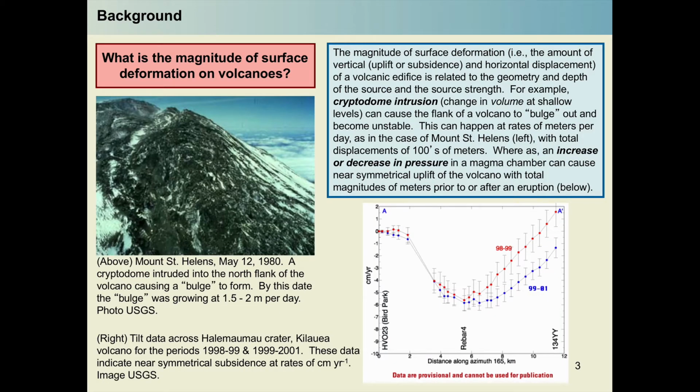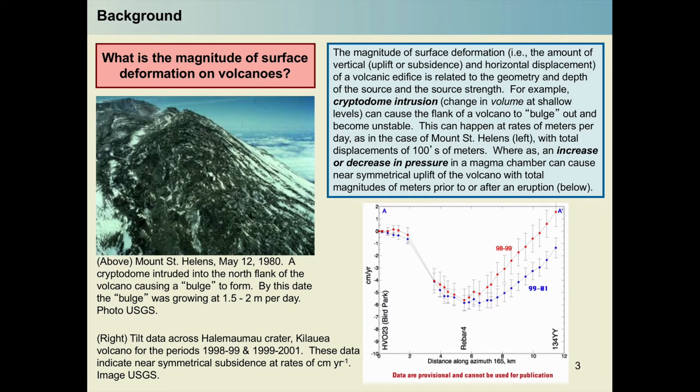Okay, so what is the magnitude of surface deformation? Well, it can be pretty extreme. The example from Mount St. Helens just before the May 18th, 1980 eruption was extreme. There was a cryptodome, which is just magma that rises up underneath the surface and doesn't make its way out. So you have magma shallow underneath the flanks of the volcano. In this case, it intruded into the north flank of Mount St. Helens, causing a giant bulge. The bulge was growing at a rate of 1.5 to 2 meters per day. That's a lot.